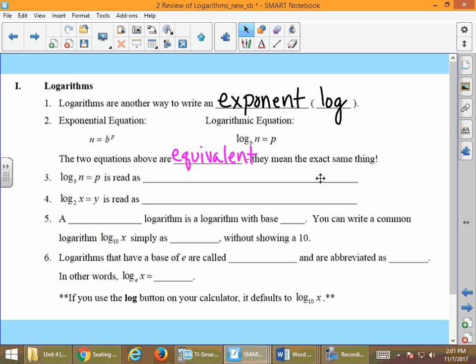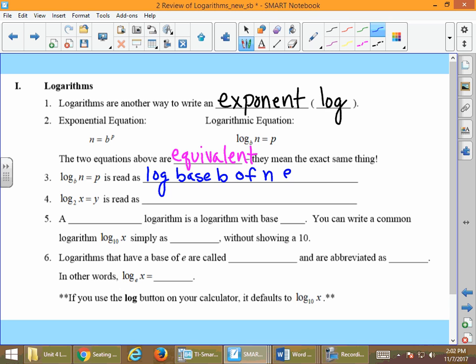And I've already alluded to it as we've been talking about these problems here. How do we read these phrases or equations? It's log base b of n equals p. Log base b of n equals p. Same kind of thing in problem number 4. It's log base 2 of x equals y.